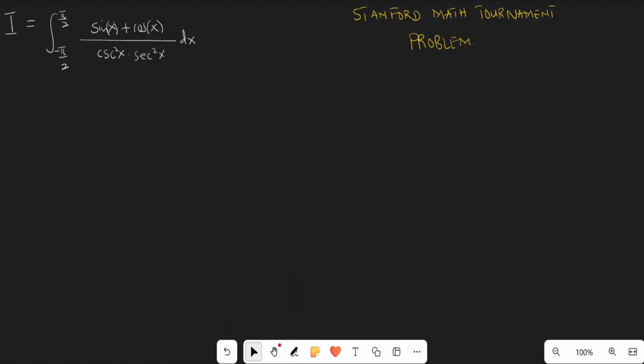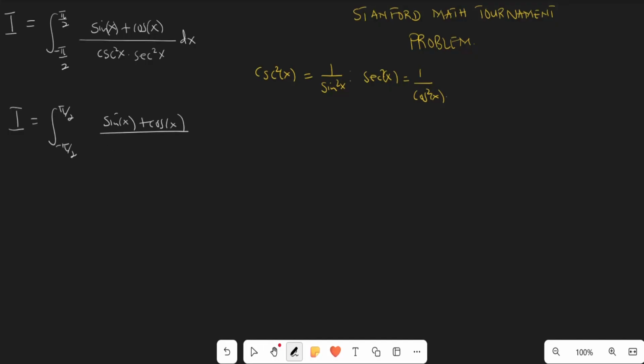So let's start off by writing what cosecant square of x is. Cosecant square of x is the same as 1 over sine square of x, right? And secant square of x is the same as 1 over cosine square of x. So let's plug this into our integral and try to simplify it. Negative pi over 2 to positive pi over 2 of sine of x plus cosine of x all over 1 over sine square of x times 1 over cosine square of x dx.